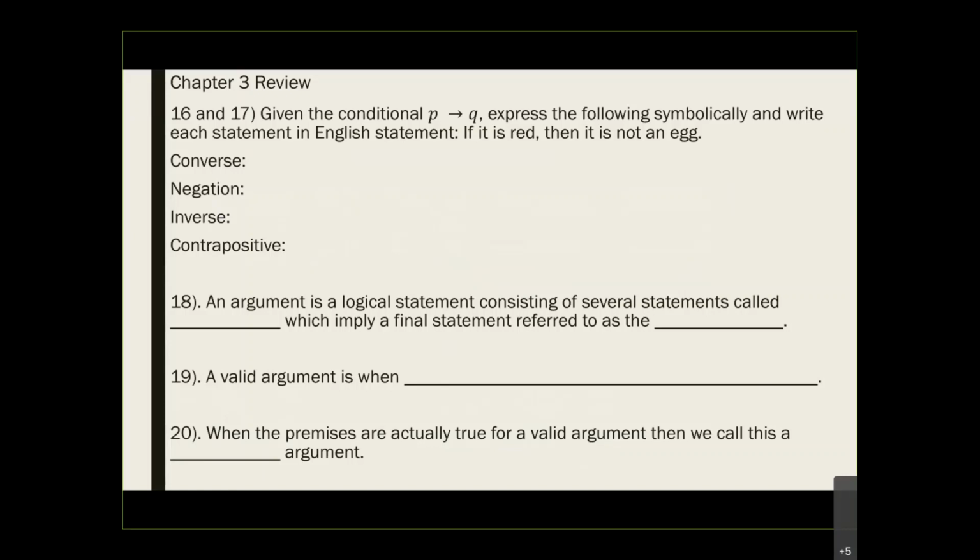But let's take a look at number 16 and 17. Number 16, they ask you, given the conditional statement P implies Q, express the following symbolically, and write each statement in English, which is number 17. So if I give you this statement, if it is red, then it is not an egg, first of all, what is the converse? If I have a conditional statement, what is the converse? How do we form a converse, or what is the symbolic form for the converse?